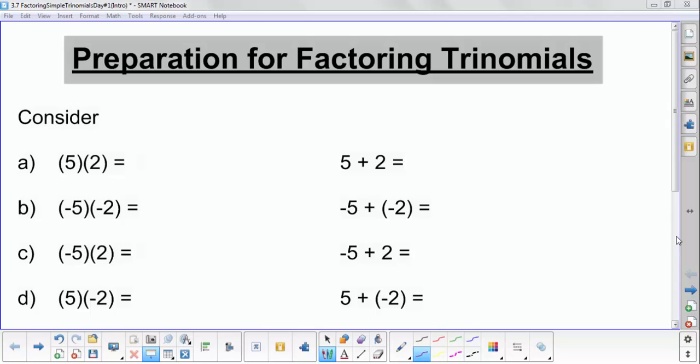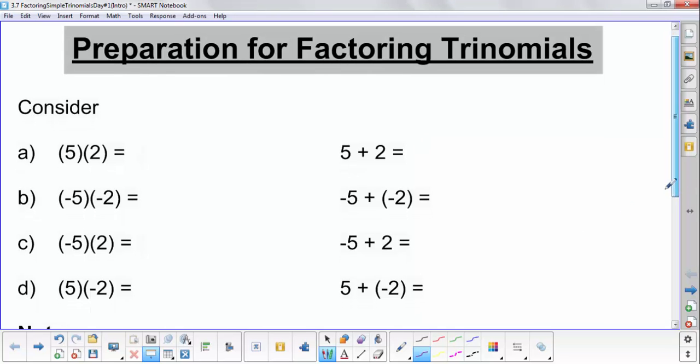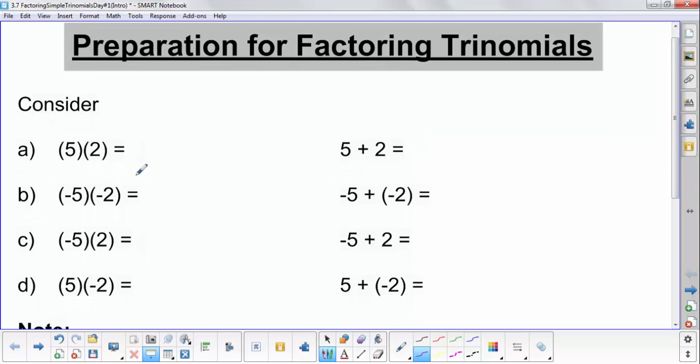So in preparation for factoring these kinds of trinomials, I'd like for you to think about these products and sums. Let's start by looking at part A here. 5 times 2 just gives us 10. So those two numbers that multiply to 10, if we took those same numbers and added them together, we would get a sum of 7.